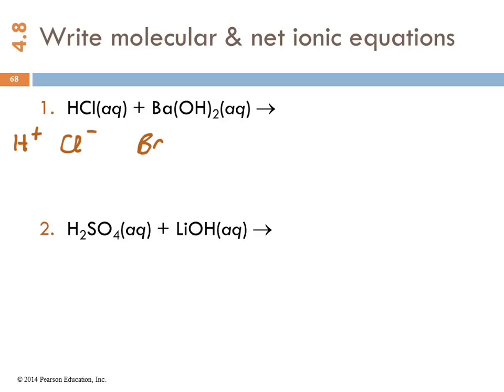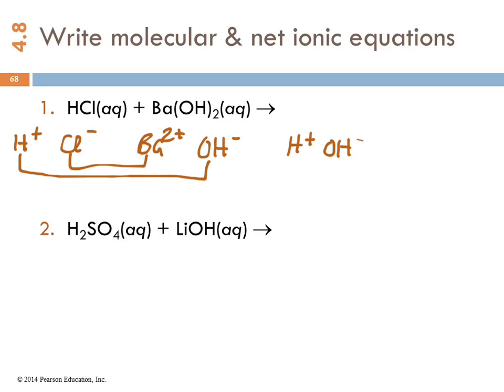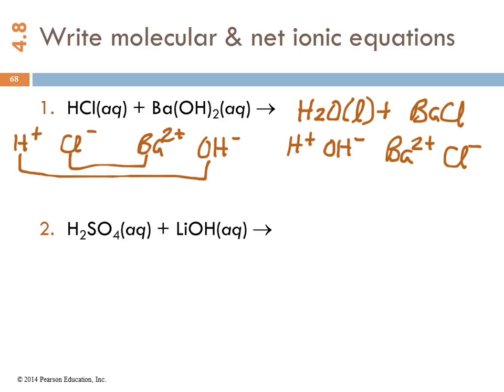And barium hydroxide is soluble. That's Ba 2 plus and OH minus. And then to predict the products, we're switching partners. We've got H plus with OH minus, and we've got barium 2 plus with chloride. H plus and OH minus is H2O. What's the state of water at room temperature? It's a liquid. And then barium chloride, the formula will be BaCl2.